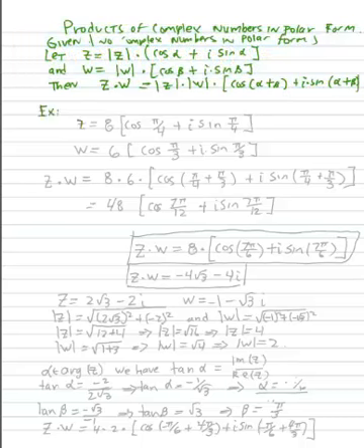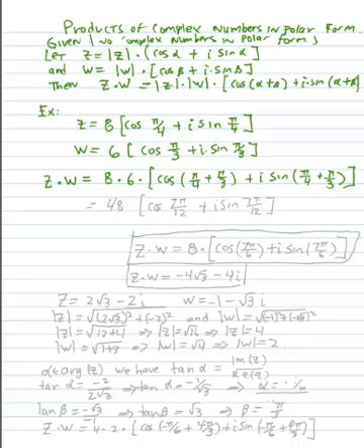For example, we let z equal 8 times the cosine of pi over 4 plus i times the sine of pi over 4, and let w equal 6 times the cosine of pi thirds plus i times the sine of pi thirds. Then the product z times w will be 8 times 6 times quantity cosine of pi over 4 plus pi thirds plus i times the sine of pi over 4 plus pi thirds.